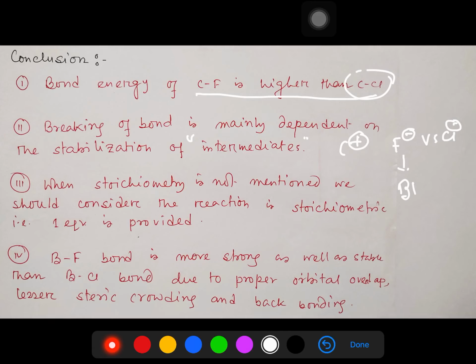Fine. Another thing, when the stoichiometry of a reaction is not mentioned, we should consider the reaction is one equivalent. Okay, one equivalent is provided there. So this is important information, please keep it in mind.